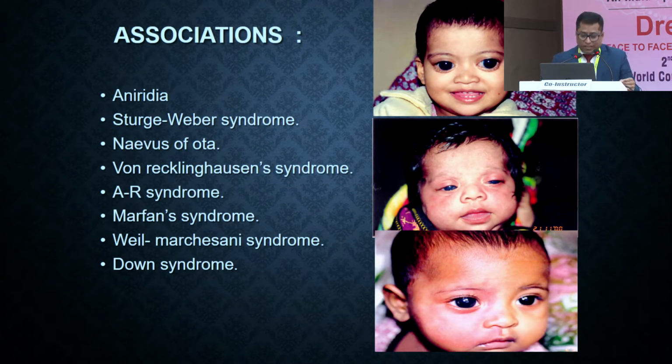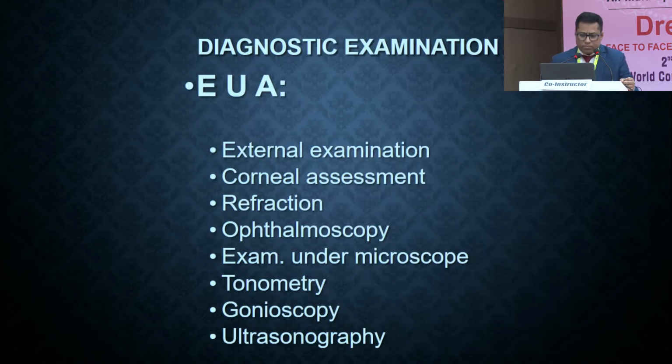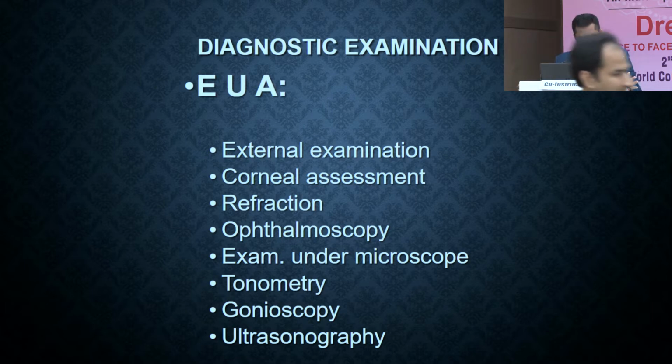What are the other challenges? Congenital glaucoma and childhood glaucoma may be associated with other ocular associations like aniridia, Sturge-Weber syndrome, Nevus of Ota, Axenfeld-Rieger syndrome, Marfan syndrome, Lowe syndrome, and Down syndrome. We do examination under anesthesia: external exam, corneal assessment, refraction, ophthalmoscopy, exam under microscope, tonometry, gonioscopy, and ultrasonography. This is the basic thing we all know.